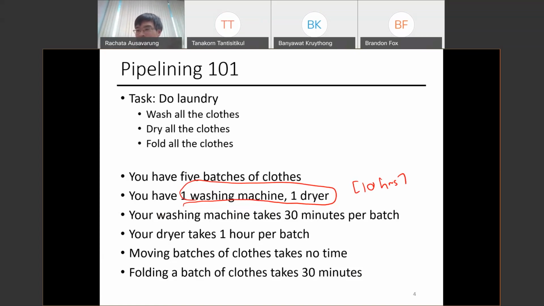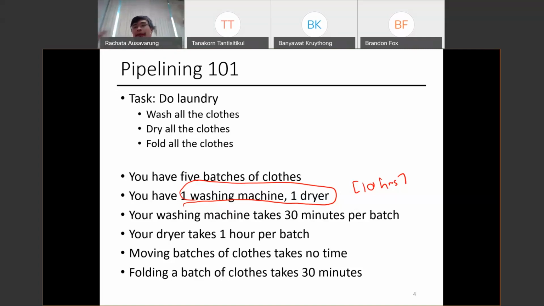Okay, so let's answer the first question. Is it possible to use less than 10 hours? Yes, right? Obviously, you can spend less than 10 hours on this problem. How? Okay, yes, actually that's one way. We call this Superscalar. You buy more dryers and washing machines.